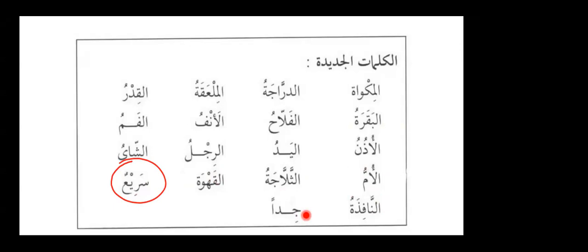Yes. The adverb comes later. So you say sari'un first, then you say jiddan. Ba'idun means far. Jiddan means very. How do I say very far? Ba'idun jiddan. How do I say very hot? Harun jiddan. How do I say very beautiful? Jamilun jiddan. Mashallah, your participation is also jamilun jiddan.